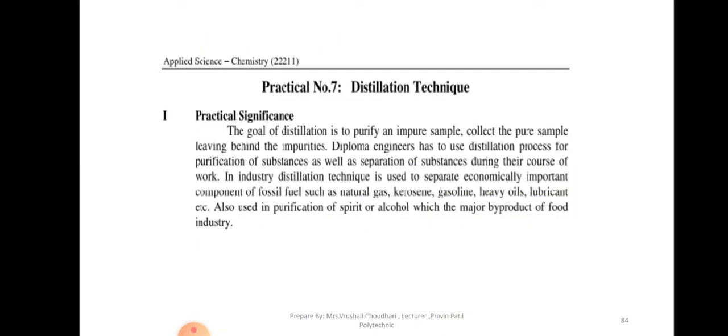We are going to perform practical number 7, which is called the distillation technique. It is very important for the separation of a soluble solvent, as well as a soluble solid, from the solvent. The goal of distillation is to purify an impure sample, collecting the pure sample and leaving behind the impurities. As diploma engineers, we are going to use the distillation process for the purification of substances as well as the separation of substances in industry.